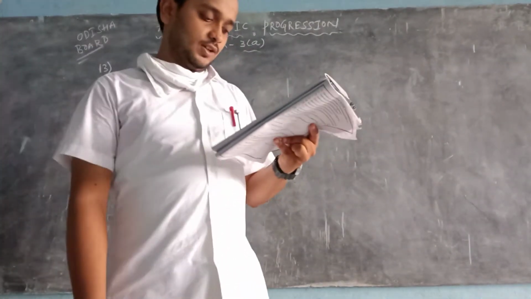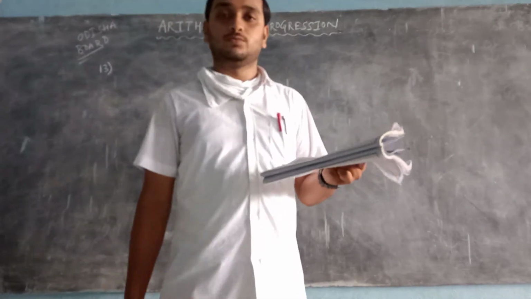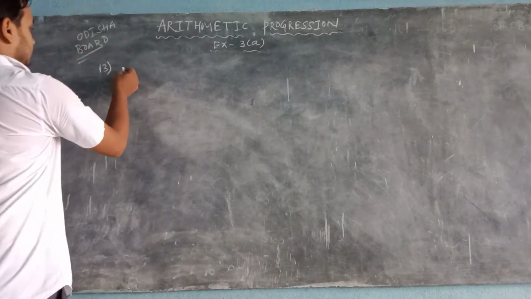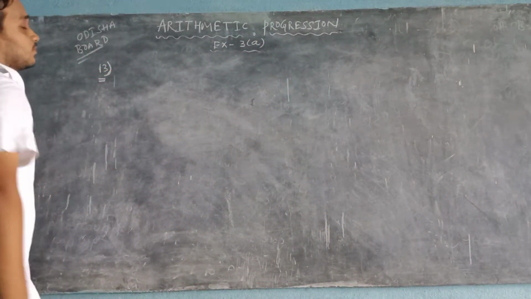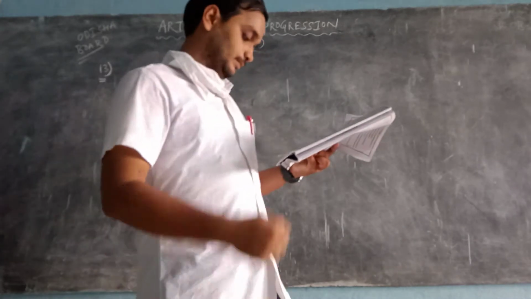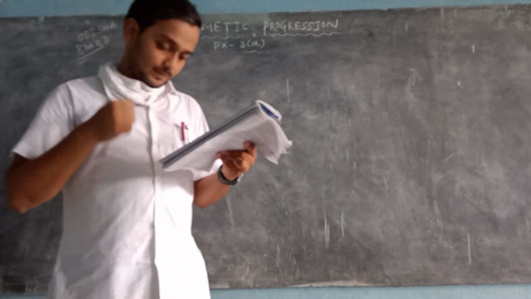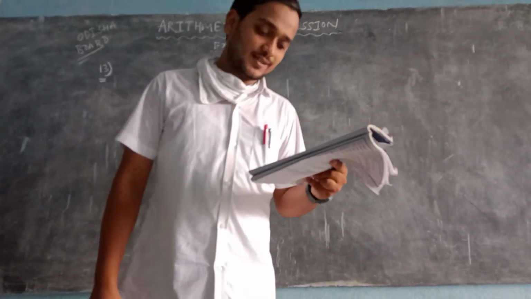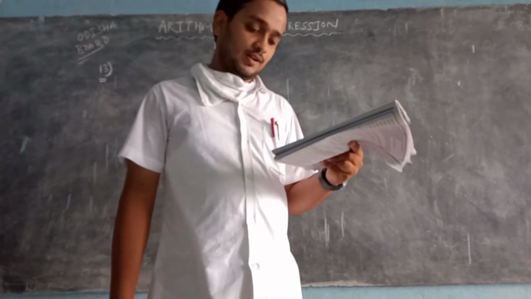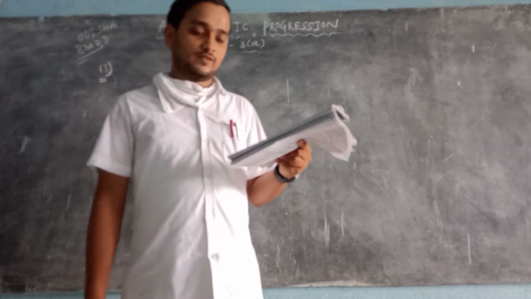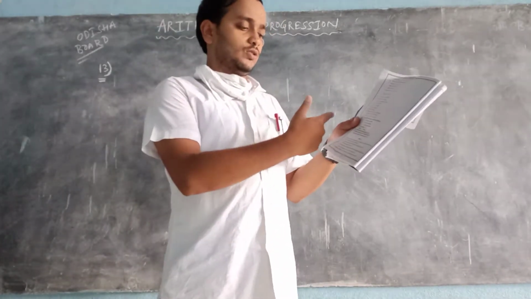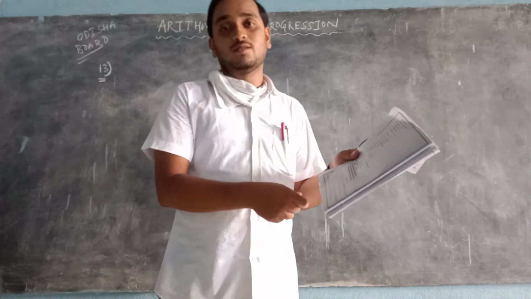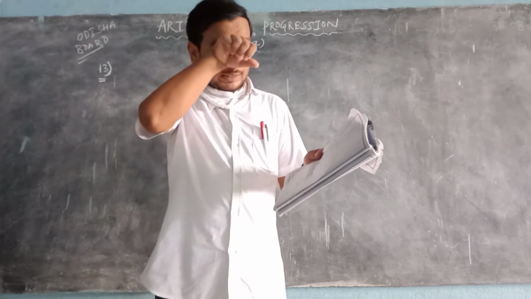All of you note down the 12 Roman 2. Okay, see the 13 number. Find the three numbers in AP such that the sum is 21 and the sum of their squares is 155. Listen, 12 number 1, 2, 13.